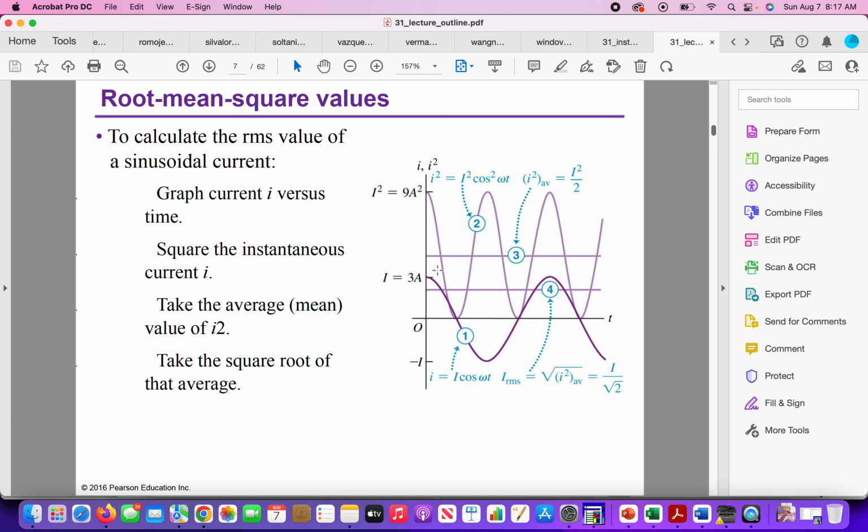After that, we take the average, or the mean, of the value of I squared. Then this is 3 here. Can you see it here? 3 is the average of all the values that we have for I squared. And then we take the square root of that average, which is the IRMS. Finally, the IRMS is going to be the maximum current I divided by the square root of 2, because in many questions that I solved, we need to calculate that.